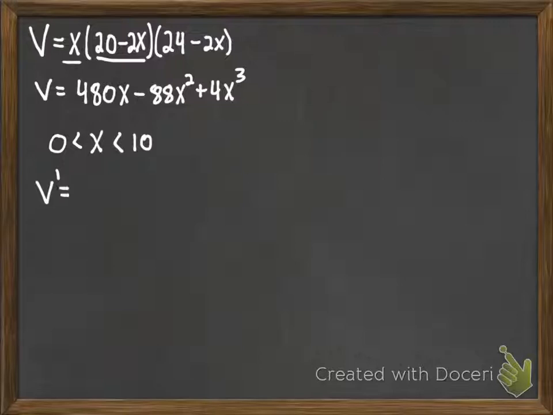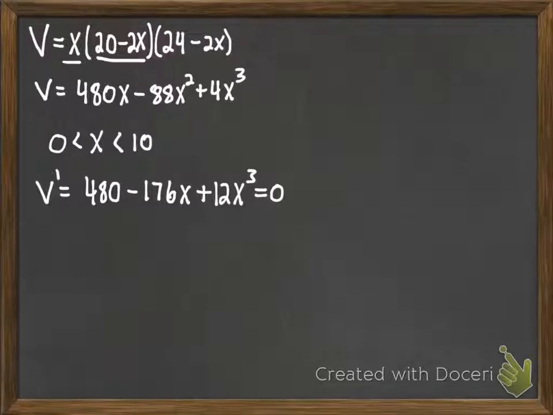So now we have our restrictions. We can take our derivative. Now our derivative, we look for when it's 0 or undefined. The derivative in this case is a polynomial, so it will never be undefined, so we're really just worried about it being 0.